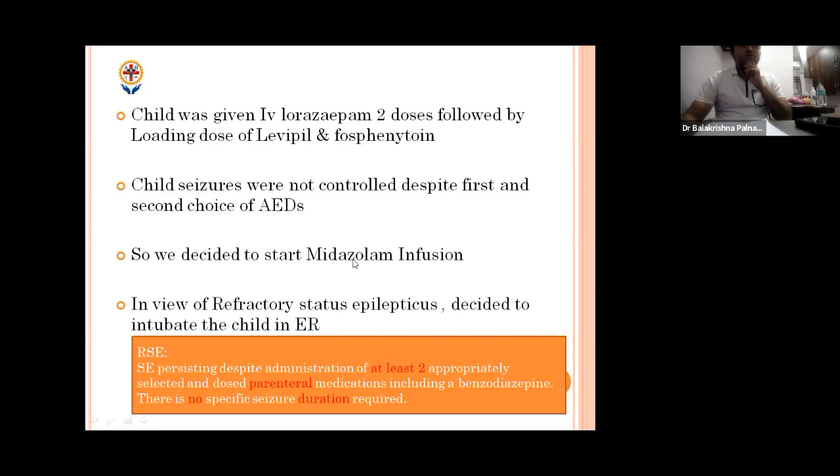Refractory status epilepticus is nothing but status epilepticus persisting despite administration of at least 2 appropriately selected and dosed parenteral medications, including one benzodiazepine such as lorazepam or midazolam. So there is no specific seizure duration for this. You need to give 2 properly selected IV drugs, and out of that, 1 medication should be a benzodiazepine. Then you can term it as refractory status epilepticus.